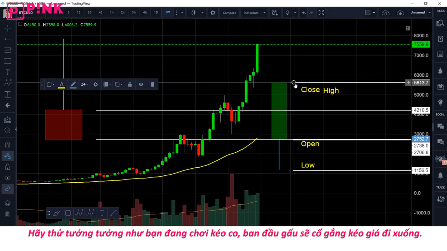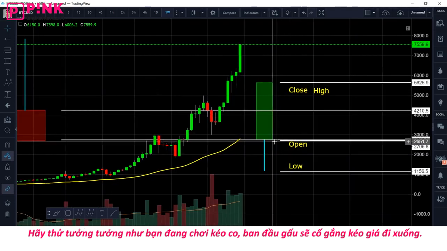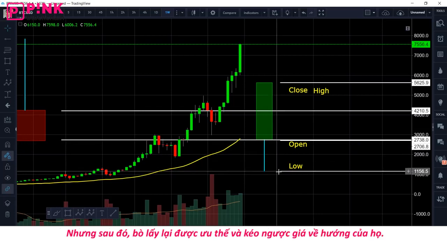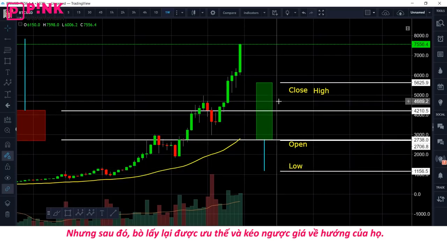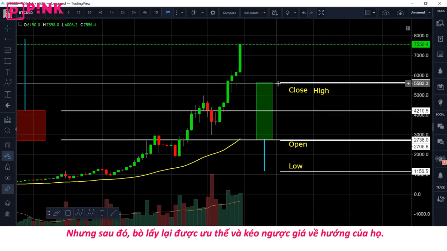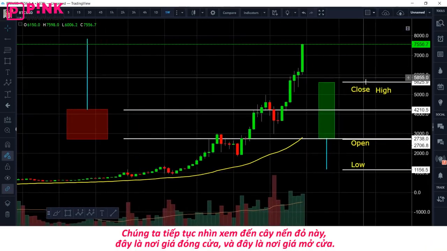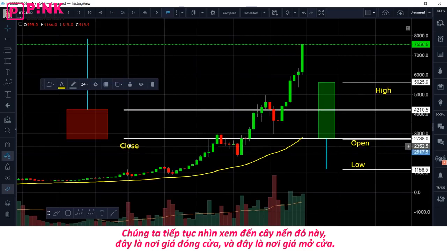So imagine a tug of war, okay? A tug of war at the beginning where the bears are trying to pull it one way, but by the time the candle closes, or near the end of the tug of war, the bulls have now regained control and pushed them all the way to their side. Does that make sense?